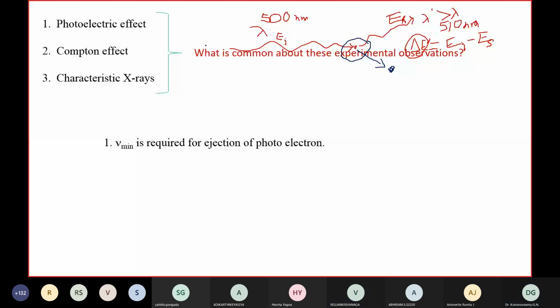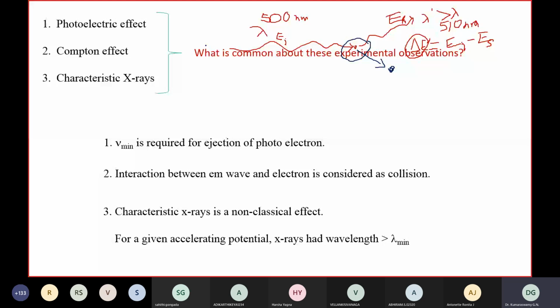Very good. So in the first case, in the photoelectric effect, a threshold frequency nu minimum is required for ejection of a photoelectron. In the second case, the interaction between an electromagnetic wave and an electron is considered as a collision. In the third case, characteristic X-ray is a non-classical effect. It is not a classical effect, it is a quantum effect.